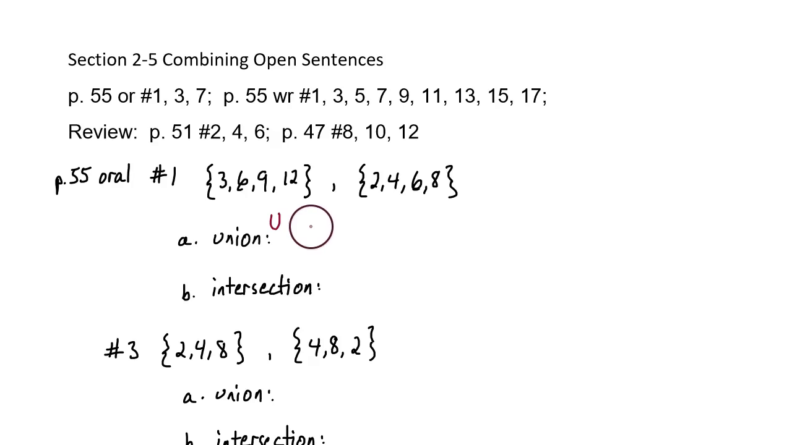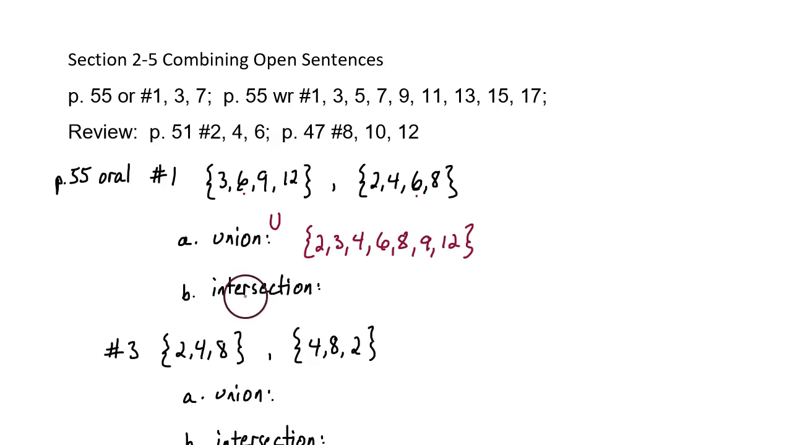When you make a union of sets, you create a set that has every element from both of the sets put together. So one of the elements is 2, and then there's 3, and then 4, and then 6, and then 8, 9, and 12. This is the union of 2 sets, a set that has all the elements from the sets put together. Notice that 6 appears in both sets, but you only write it in the list one time.